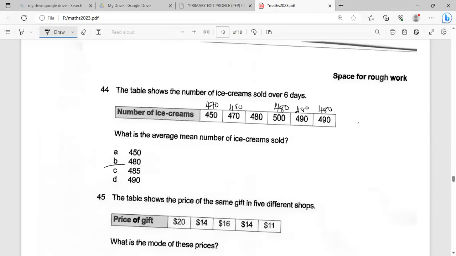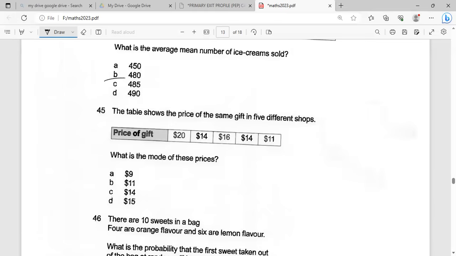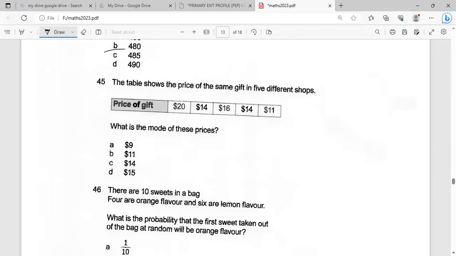So guys, sometimes you have to just use your brain, all right? The table shows the price of the same gift in 5 different shops. What is the mode of these prices? So it'll be $14 because it did it twice. Big up.